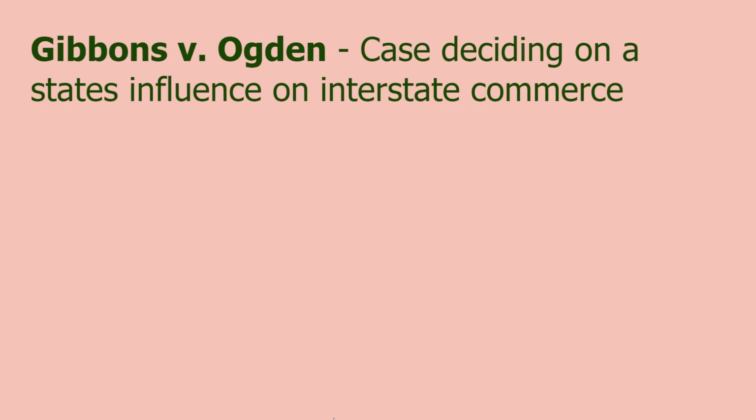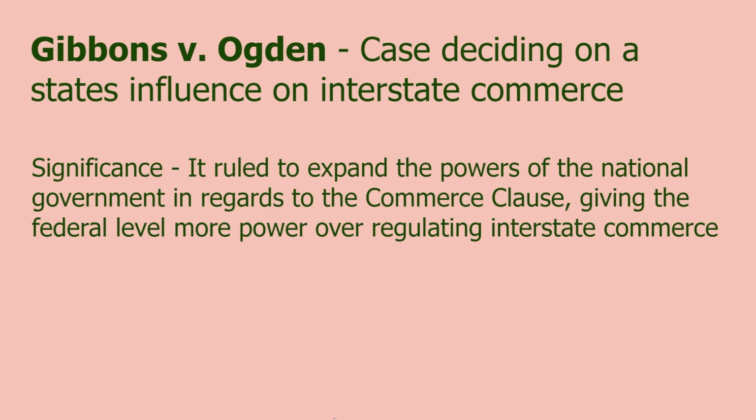Gibbons v. Ogden, case deciding on a state's influence on interstate commerce. It ruled to expand the powers of the national government in regards to the Commerce Clause, giving the federal level more power over regulating interstate commerce. This is, I believe, not a required case, but McCulloch v. Maryland is. This basically just said that the national government has power to regulate commerce between states, and states don't have that power because you're going across state borders for economic actions, so it's sort of seen as like a federal thing. So Congress has the ability to regulate interstate commerce.